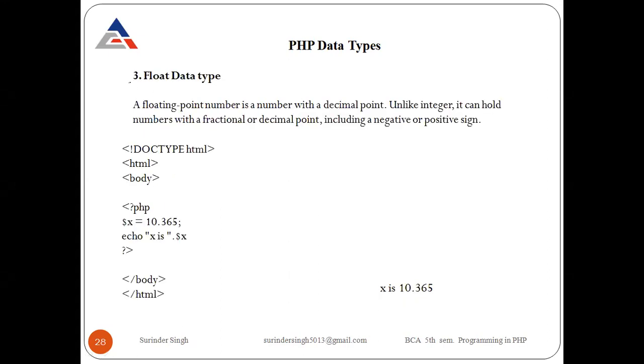Next is the float data type. A floating point number is a number with a decimal point, or we can say fractional values are floating point values, and can have a negative or positive sign. The example is the same, but now we have a value of float type, 10.365, and this value is assigned to x, and here we are printing x. Here you can see the output of this file.